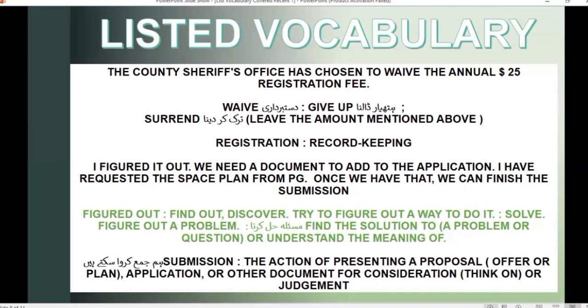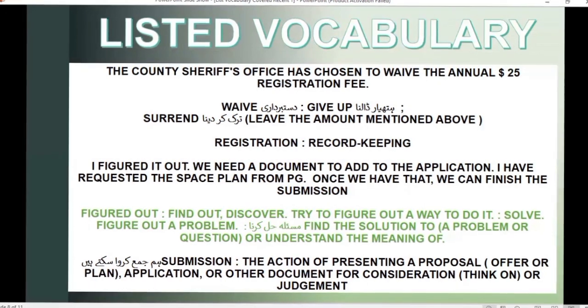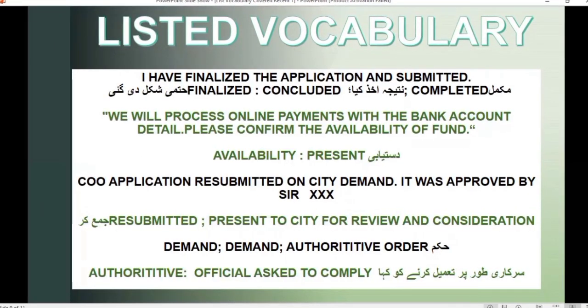Submission हम जमा करवाएंगे. The action of presenting a proposal, application or other document for consideration or judgment. Consideration सोचना उस पर, judgment फैसला करना. Document दस्तावेज. I have finalized the application and submitted. Finalize हतमी शक्ल देना, concluded. नतीजा अखज़ करना, completed मुकम्मल करना.